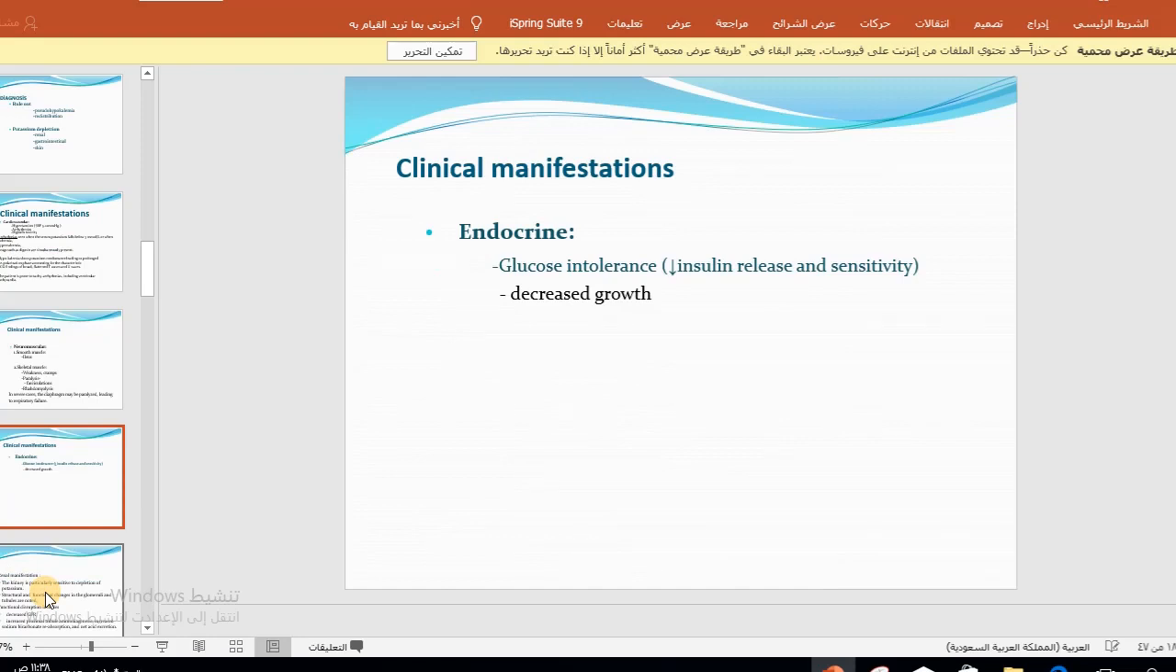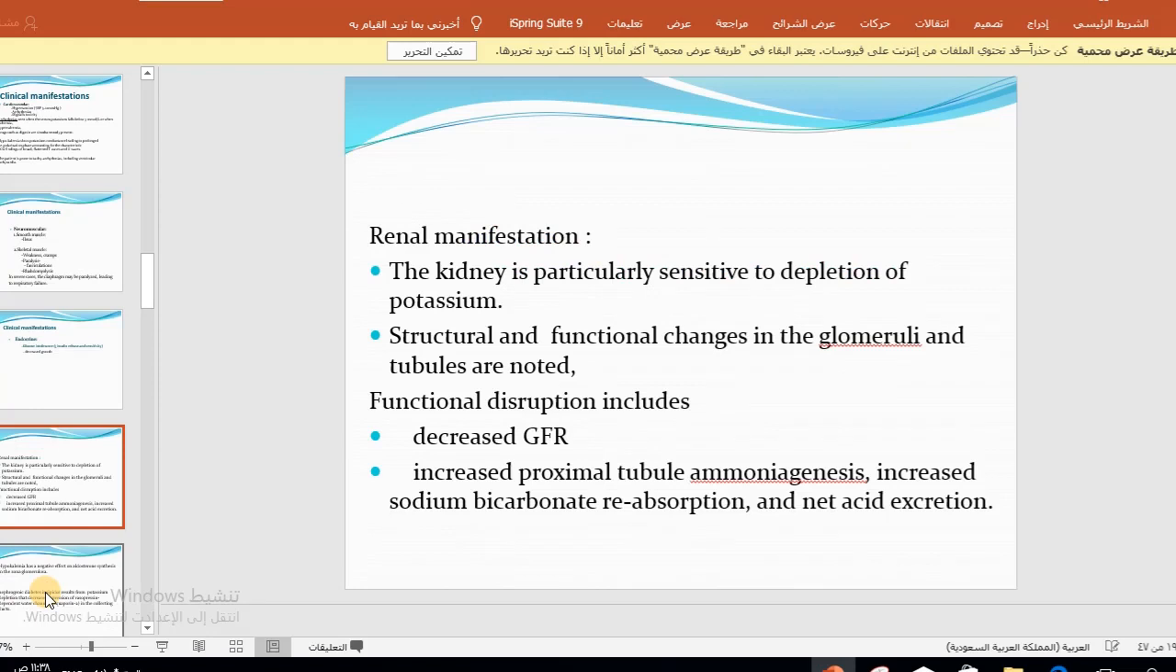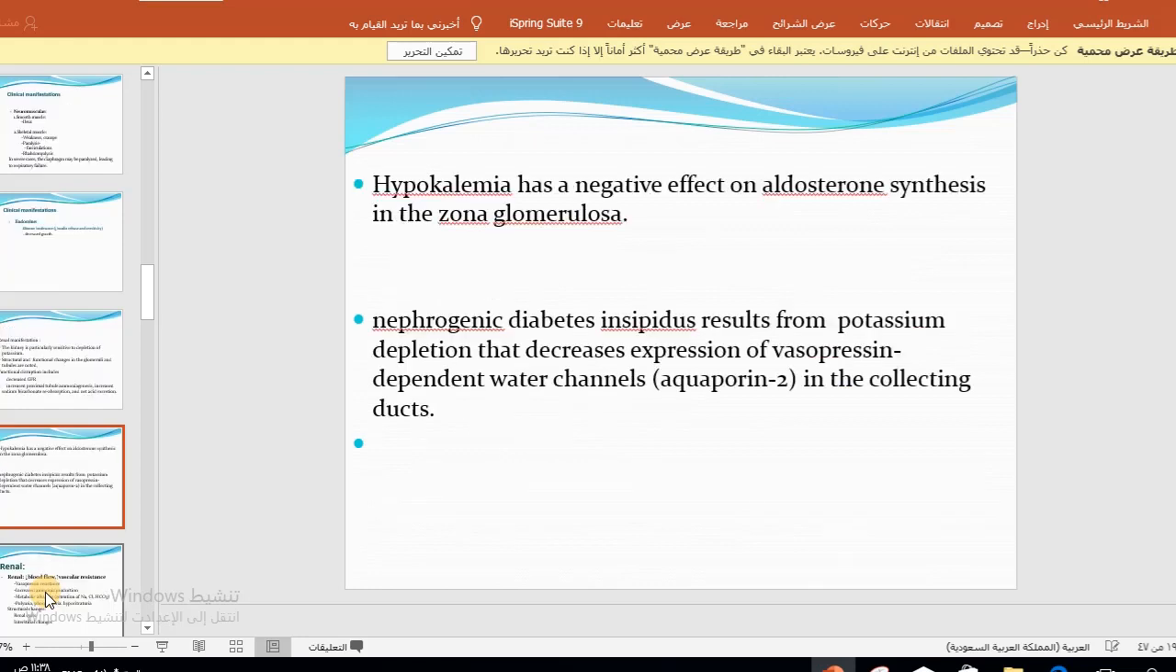Clinical manifestation of hypokalemia can also affect endocrine function and lead to glucose intolerance due to decrease in insulin release and sensitivity. It can manifest as decreased growth in childhood. Renal manifestation of hypokalemia can be functional and structural. Functional disturbances include decreased GFR, increased proximal tubule ammoniagenesis, increased sodium and potassium reabsorption, and net acid excretion. Hypokalemia also has a negative effect on aldosterone synthesis in the zona glomerulosa.